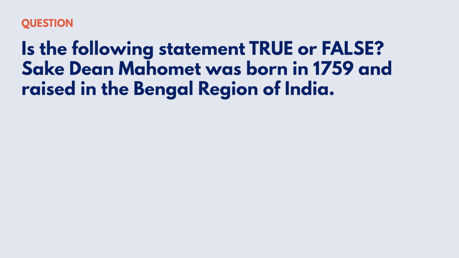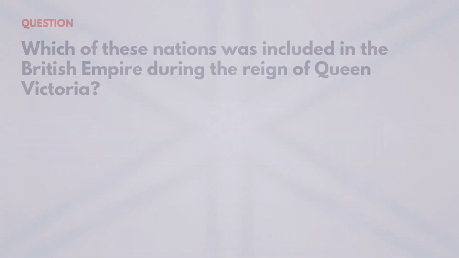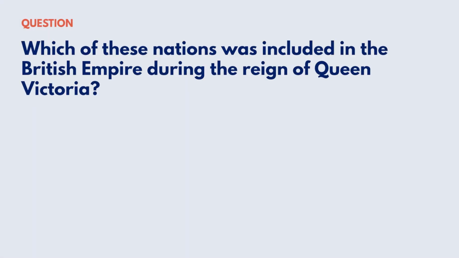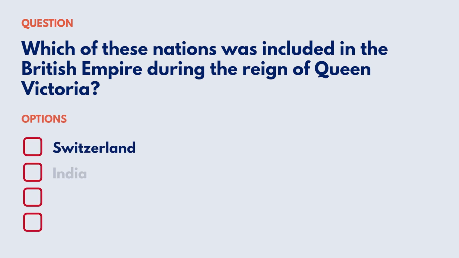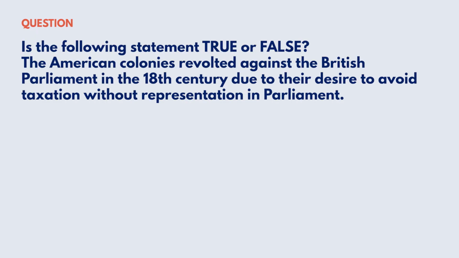Is the following statement true or false? Sheikh Deen Mahomet was born in 1759 and raised in the Bengal region of India. False. True. Correct answer, true. Which of these nations was included in the British Empire during the reign of Queen Victoria? Switzerland, India, France, USA. Correct answer, India.